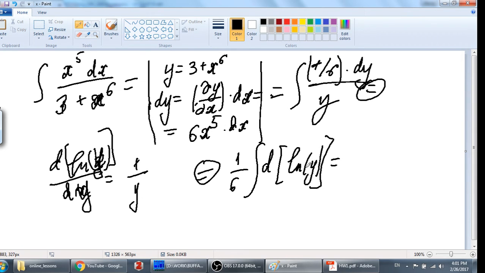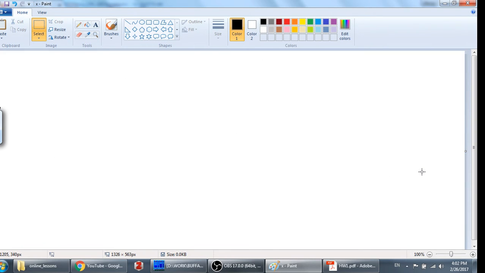Now the integral of a full differential always gives you this function. So then you get 1/6 logarithm of y, or its absolute value, but in this case, of course, y will always be positive as long as x is a real number. But let's just do it in a formal way, plus c. So that's the solution. Now let's do another example.